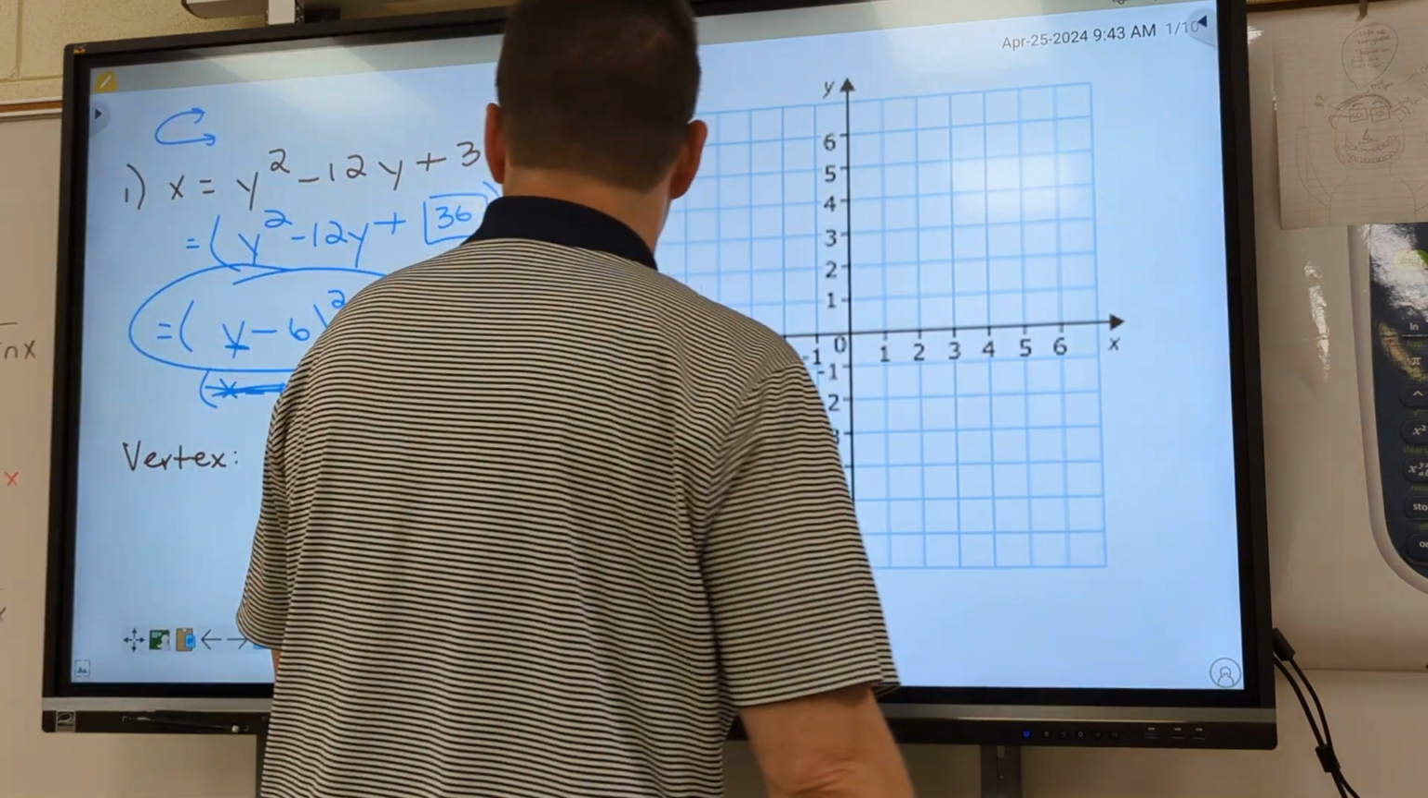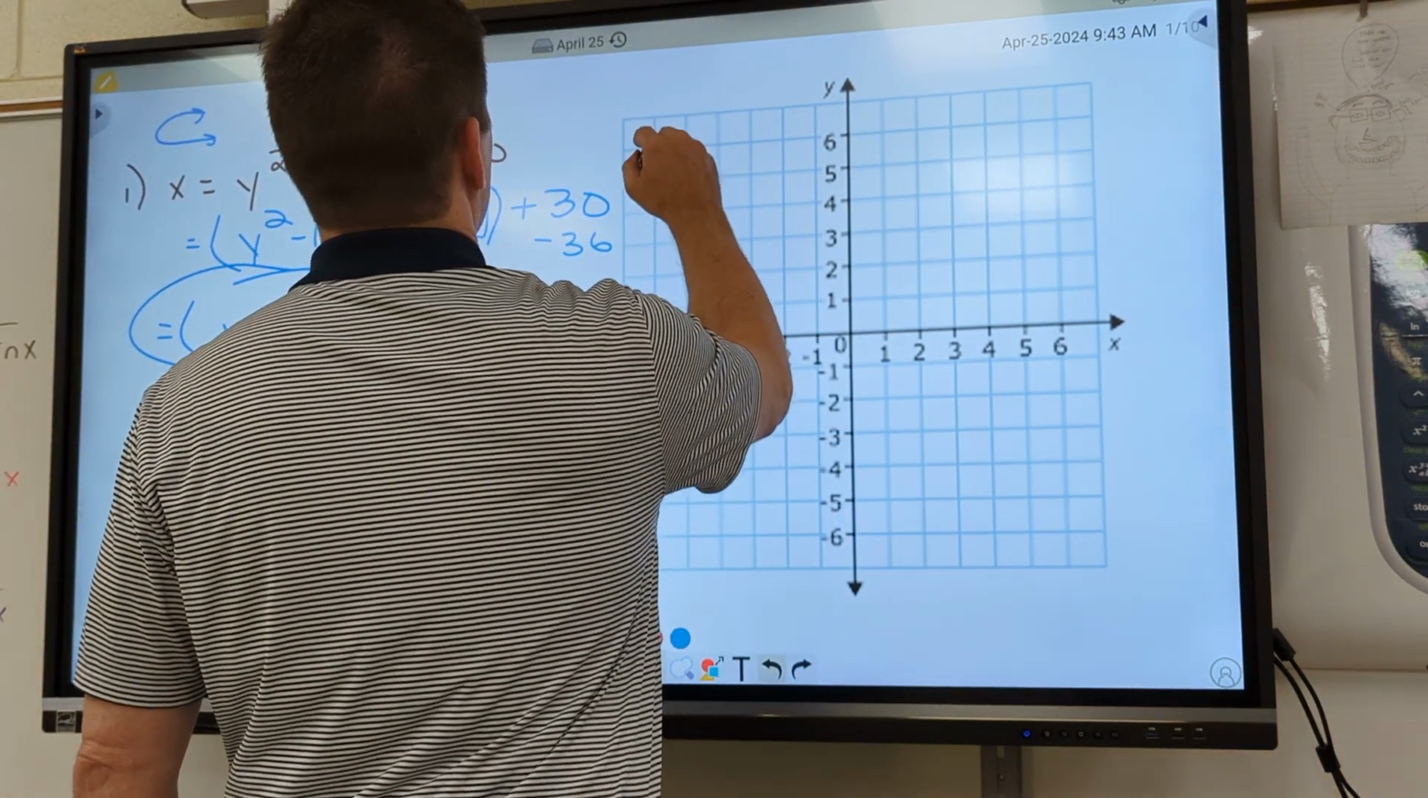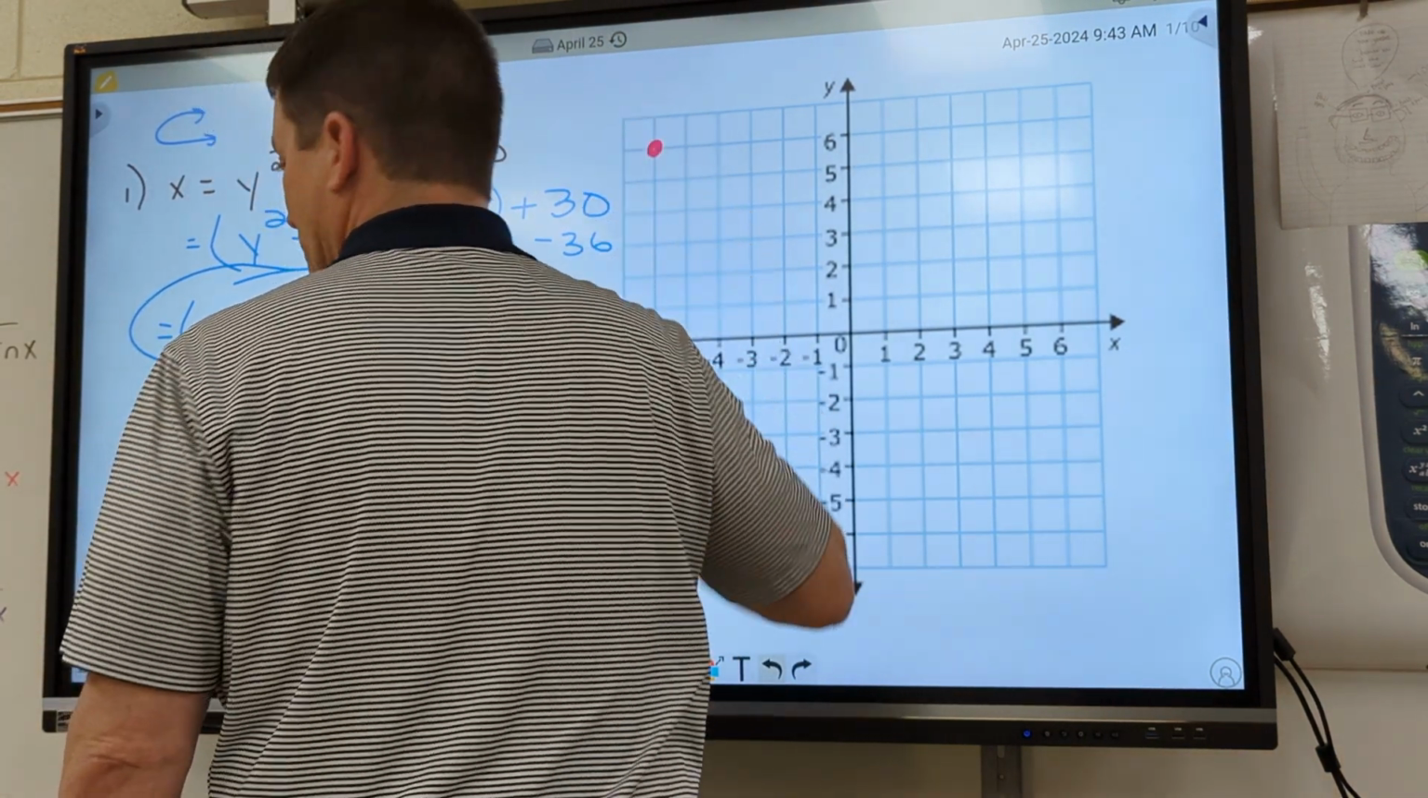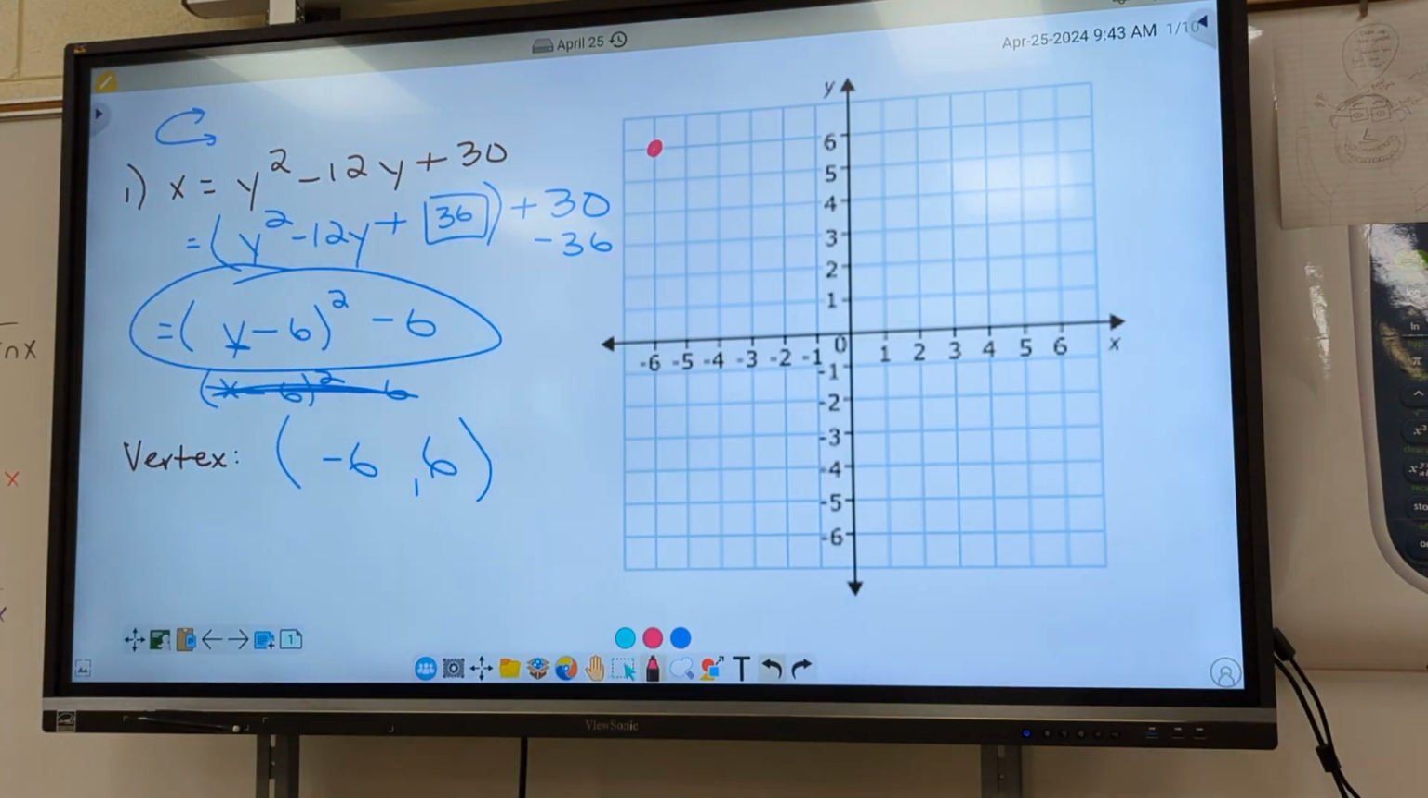Let's go to negative 6, up 6. That's okay. Everybody put a point right there. I didn't number these for y'all either, did I? It goes off the graph. It's okay if it goes off the graph. Everybody's good there.